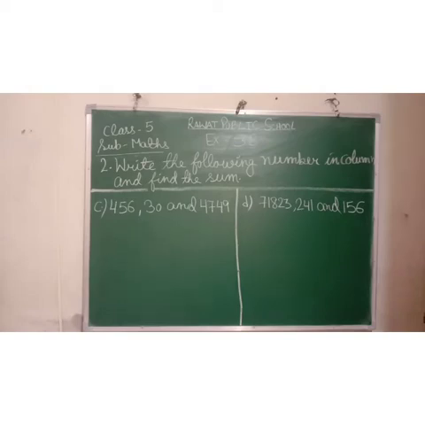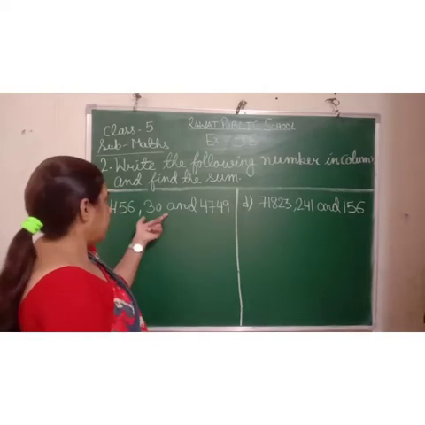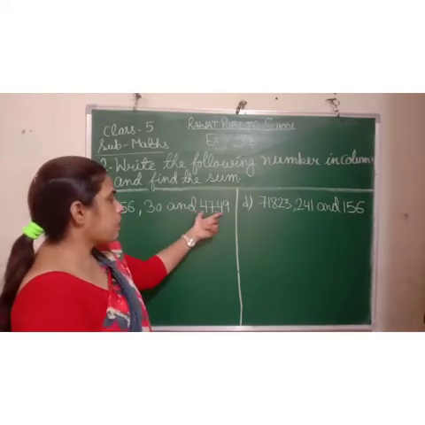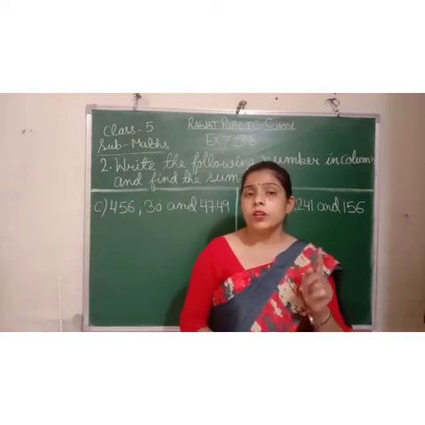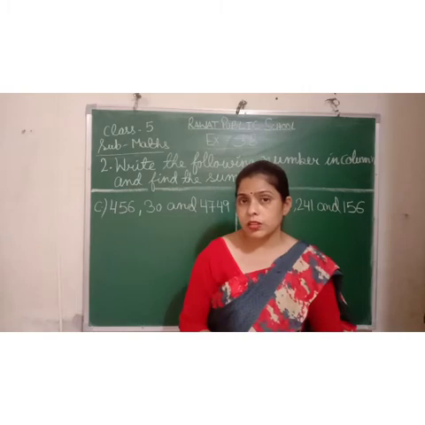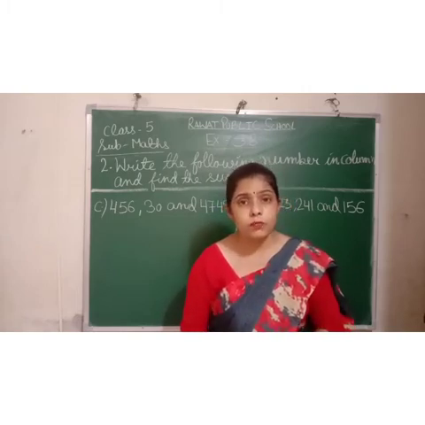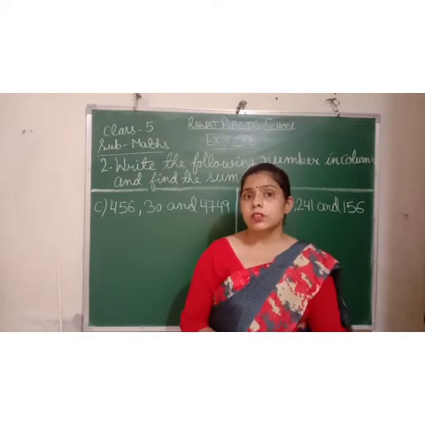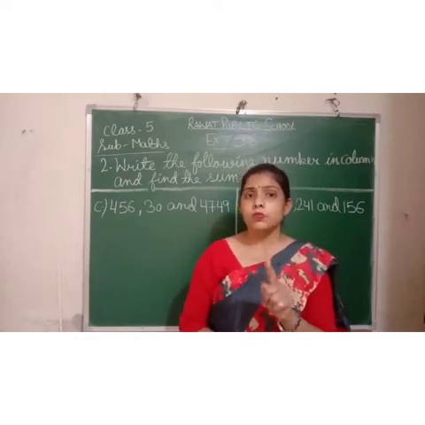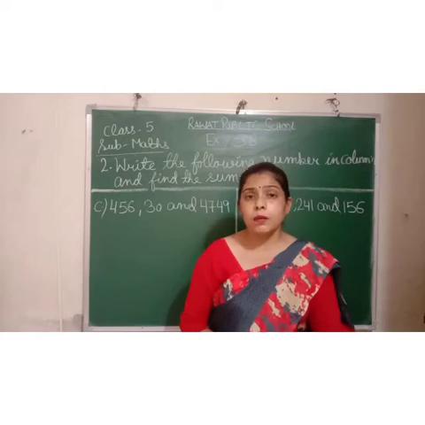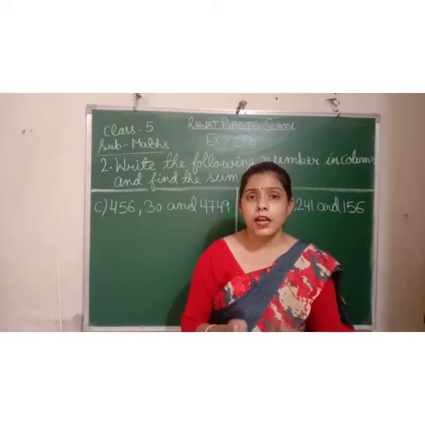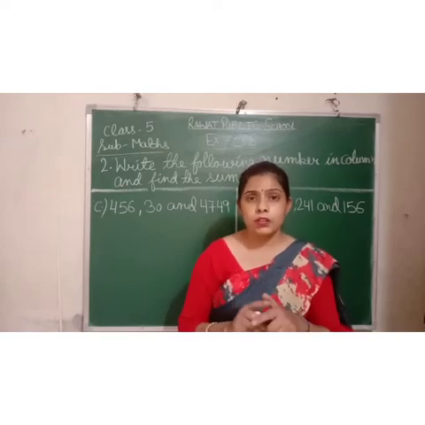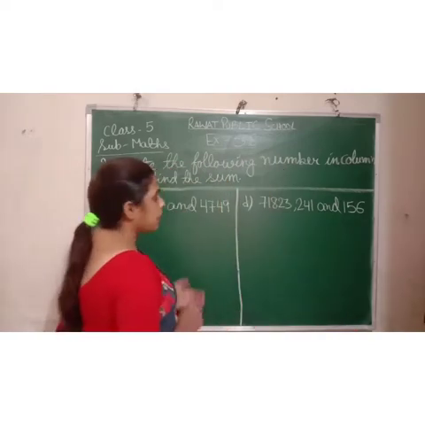Now let me do question number C. So in C, 456, then 30 and 4749. Look students, listen very carefully. Okay, what you have to check when arranging the numbers in columns: always check the largest place value of the numbers. नंबर के आपको लार्जेस्ट प्लेस वैल्यू फाइंड आउट करनी है. Which number has the largest place value, then you have to make a column.